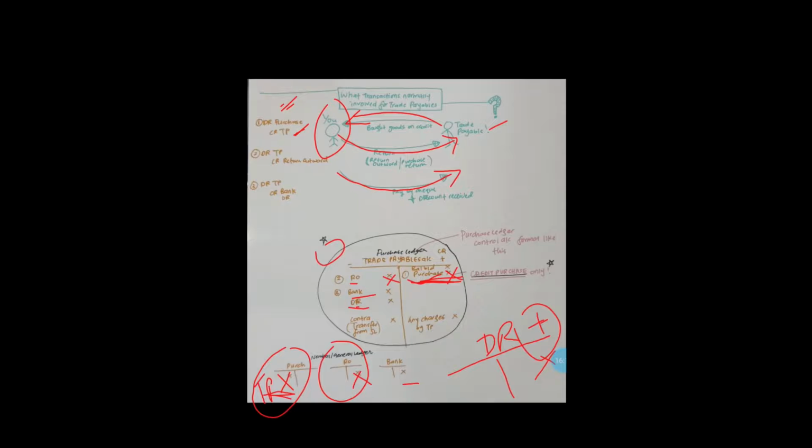And after that, if there are any charges by the trade payables, because trade payables is like this, plus and minus, if there are any charges, it will increase the amount you owe to the trade payables, okay, any charges will be here, and this is the contra, okay.